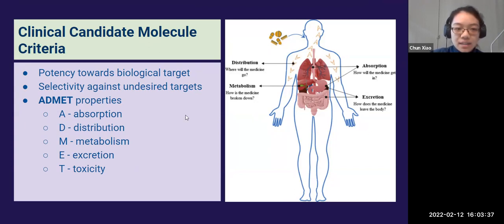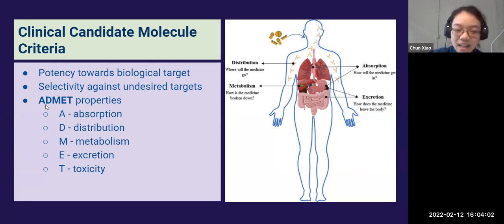Secondly, we want to see if it is selective against undesired targets, meaning that it doesn't randomly interact with other targets in our human body and cause adverse reactions. For example, it could cause an immunological reaction where you have an allergy towards the drug, or it could affect a protein that we aren't supposed to affect, and that could cause another adverse reaction. We want to avoid those things.